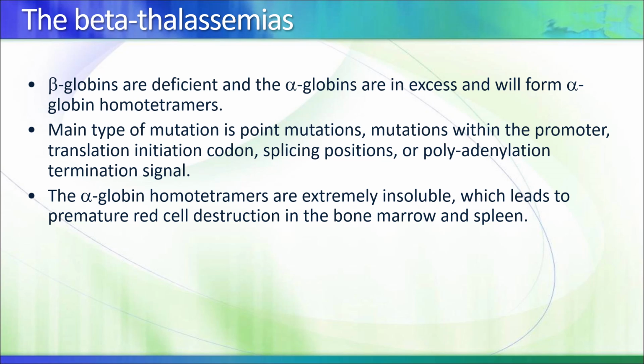So how about beta-thalassemias? Basically, this condition results from defective beta globin genes. Now remember, normal individuals have 2 alleles, 1 on each chromosome. So the mutations are basically point mutations rather than deletion mutations. You can have different types of mutations within the gene itself, the coding region that codes for proteins, or it can be in the translation initiation codon, the splicing positions, or the polyadenylation termination signal. Okay. Now that would result in the formation of an alpha-globin homotetramer. Now this protein is extremely insoluble, and that would result in destruction of red blood cells.